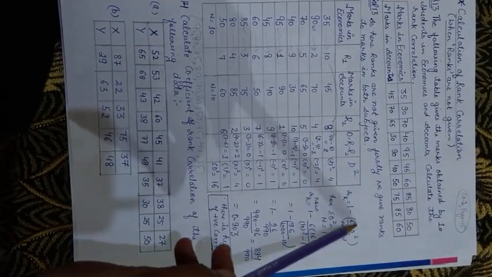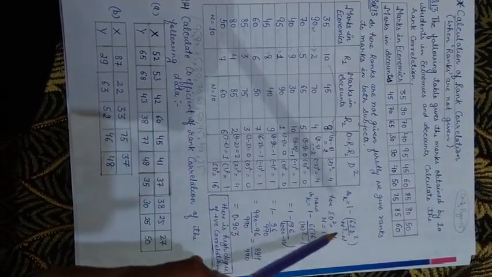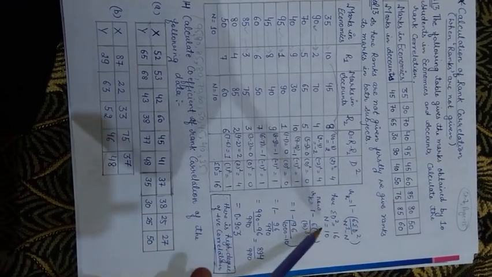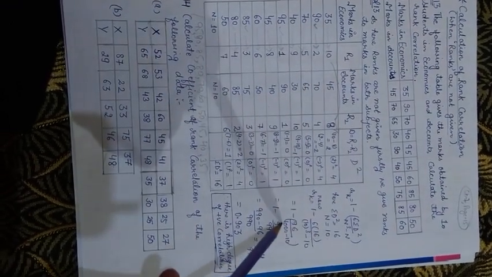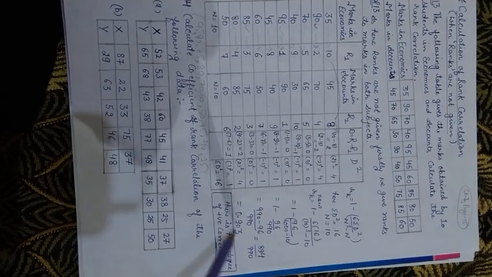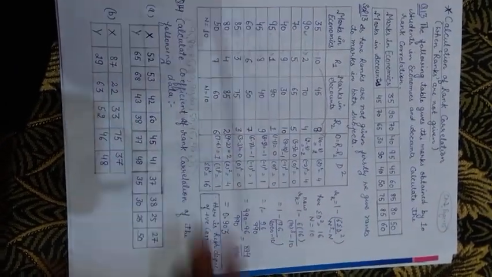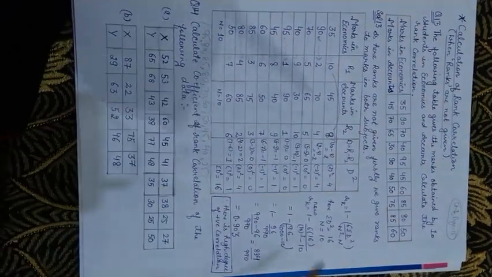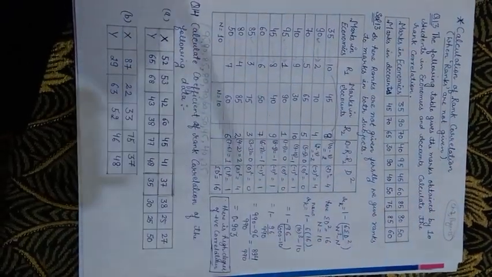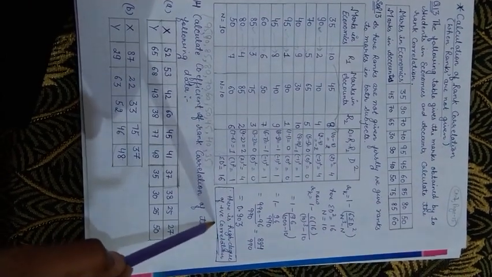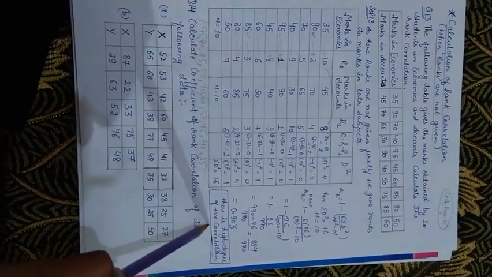Just you have to put the value of sigma d square. Then you have to find the value of n. N is 10. So n cube, that is 10 cube, is 1000. You can put it here and finally get the value. This I am not telling you because you already know how to put the values and get the answer. That is 0.903, and this is a relatively high degree of positive correlation.